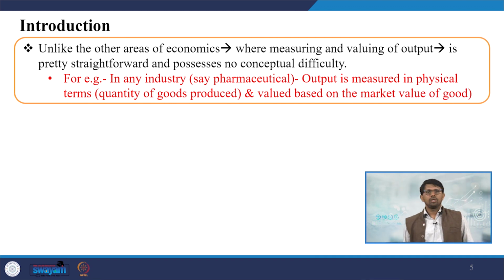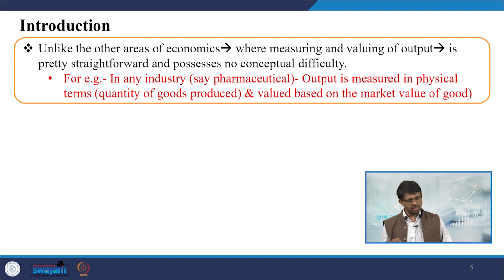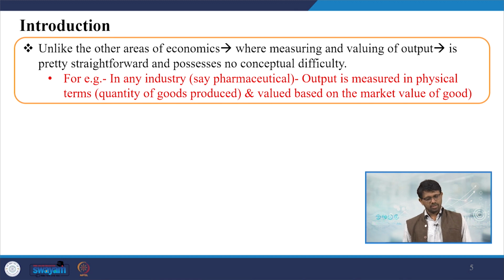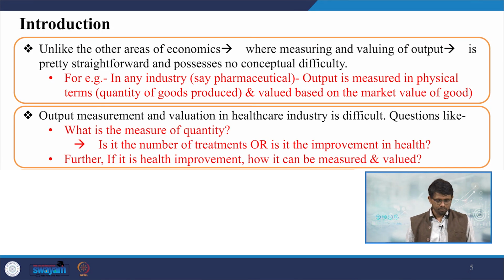Unlike the other areas of economics where measuring and valuing the output is pretty straightforward and possesses no conceptual difficulty, in the healthcare industry in particular there are challenges. For example, in an industry such as pharmaceutical, output is measured in physical terms such as quantity of goods produced and valued based on the market value of the good. Output measurement and valuation in the healthcare industry is indeed difficult.